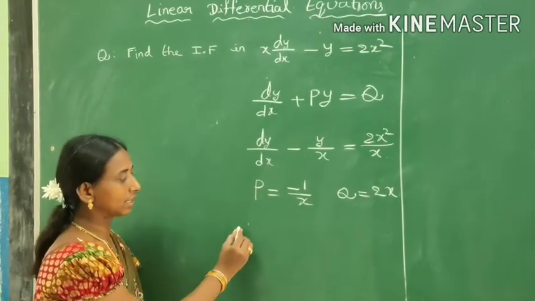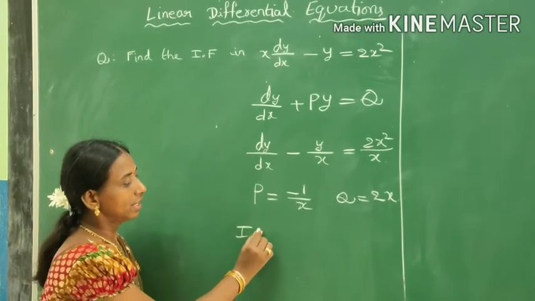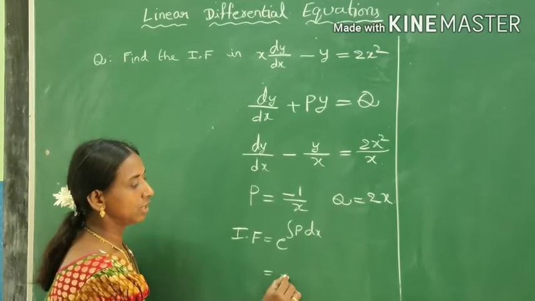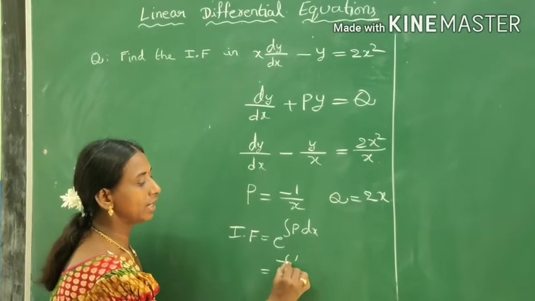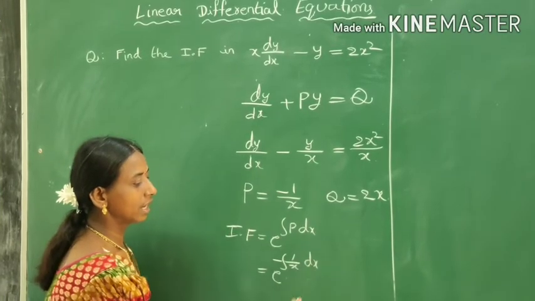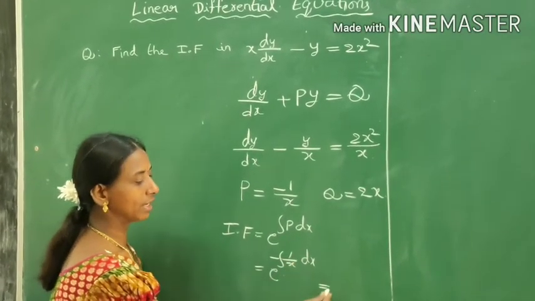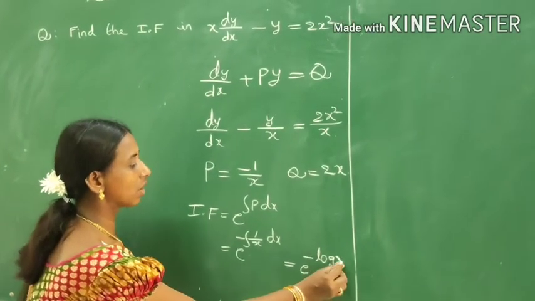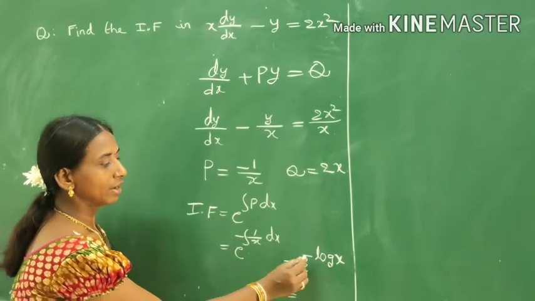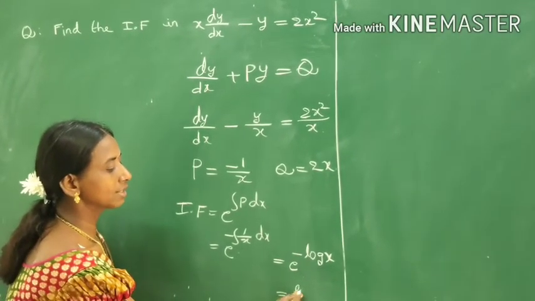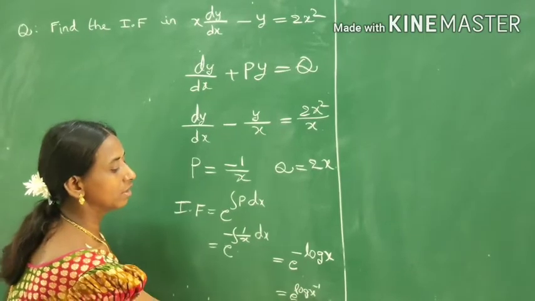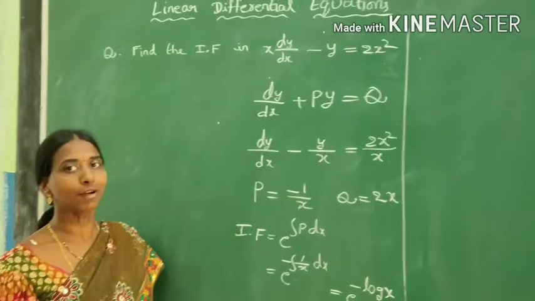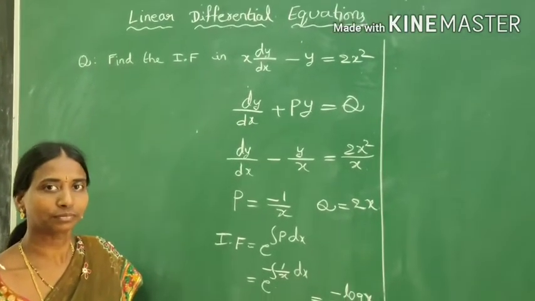Now, the integrating factor is defined as e power integral p dx, which is equal to e power integral minus 1 by x dx. We know that integration of 1 by x is log x. So, it is e to the power minus log x. This is equal to e to the power log x to the power minus 1, which is equal to 1 by x. So, 1 by x is the integrating factor in the given question.